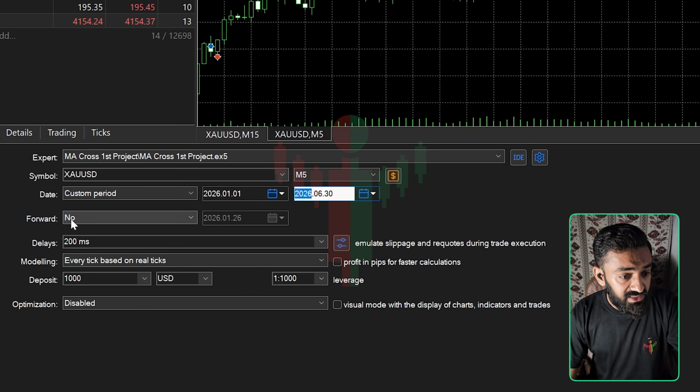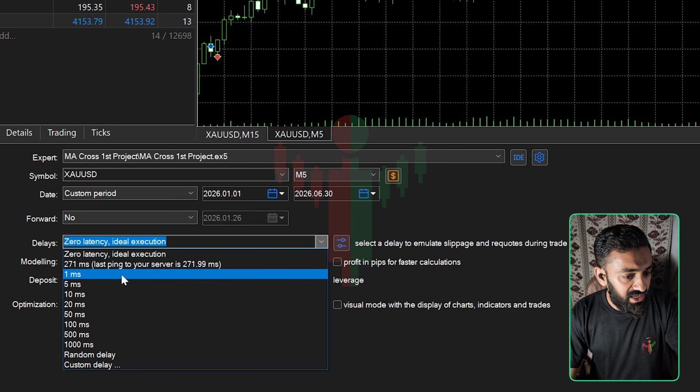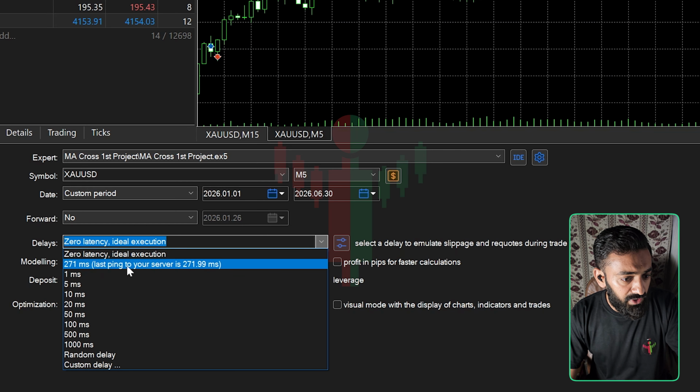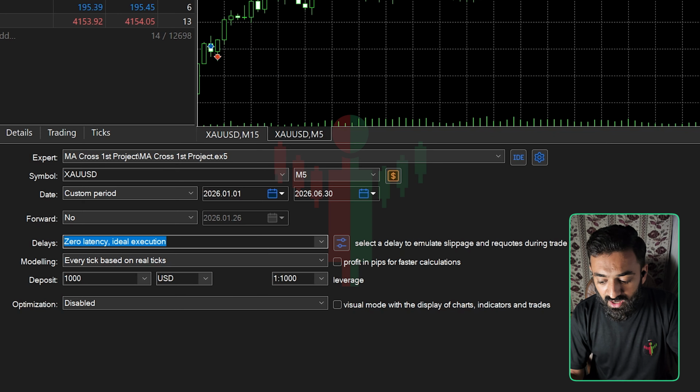The next important setting is forward, which we set to no, and the delays. You may see the delays: zero latency, ideal execution, and in the real market there is no ideal execution. So we have to set it based on the last ping to your server, which is 271.99 ms. Definitely we will set a little bit higher than this value. If it's 271, I will set at least 300. So here I will set 300 from my keyboard.